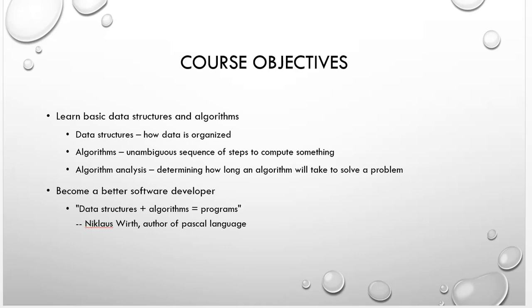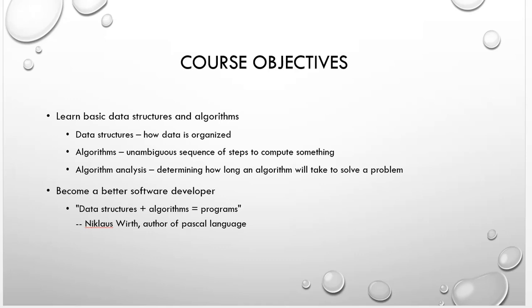Then when we look at algorithms, we are basically looking at the step-by-step actions that are taken when you are running a simple program. For example, if you are trying to add two numbers, what are the steps that are going to be taken? What is the step-by-step procedure that you're going to take in coming up with the program to add two numbers? That's what we call an algorithm. So an algorithm is basically an unambiguous sequence of steps to compute something, and we'll look at that in depth a little later on.